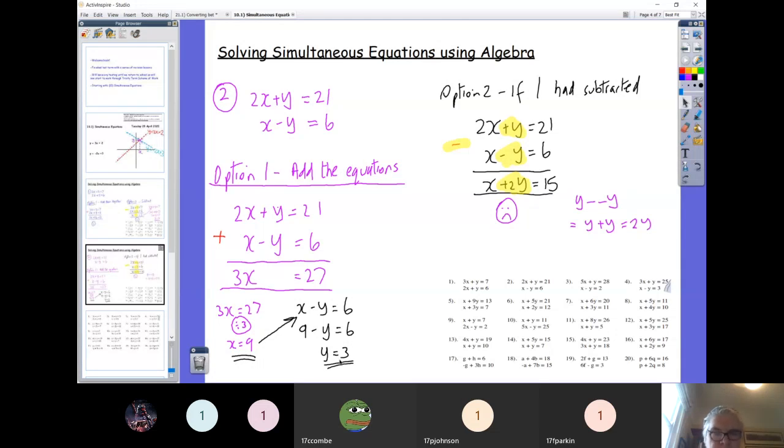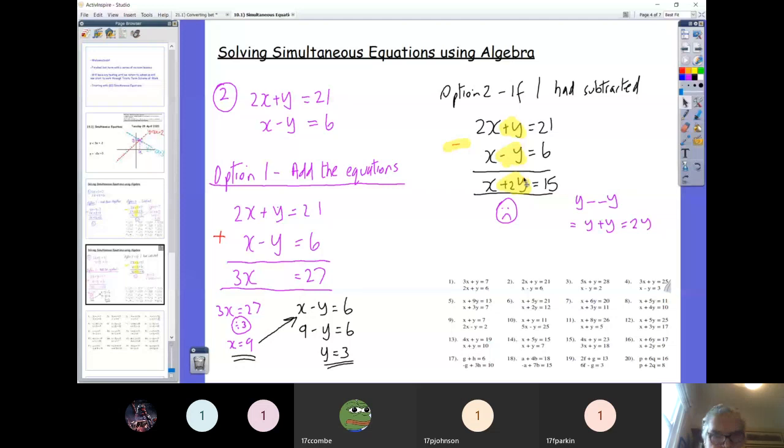Now, what would have happened if we'd made the wrong decision to subtract the equations? 2x take away x would have been x. Now, y minus y, when you minus and minus, you're actually adding. So you would have got y add y, which is 2y. So we'd have got 2y here, and 21 take away 6 is 15. So if we'd chosen to take away, we would not have achieved our goal of eliminating either x or y. They're both still there. Now, the skill is deciding what is the one to do. Should we have added or should we have subtracted?